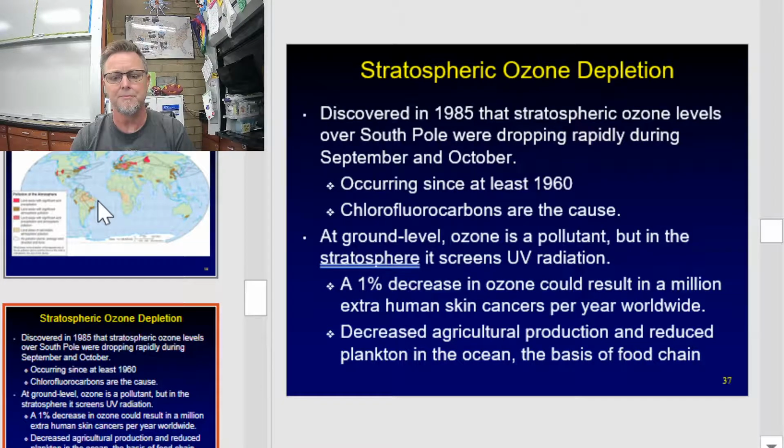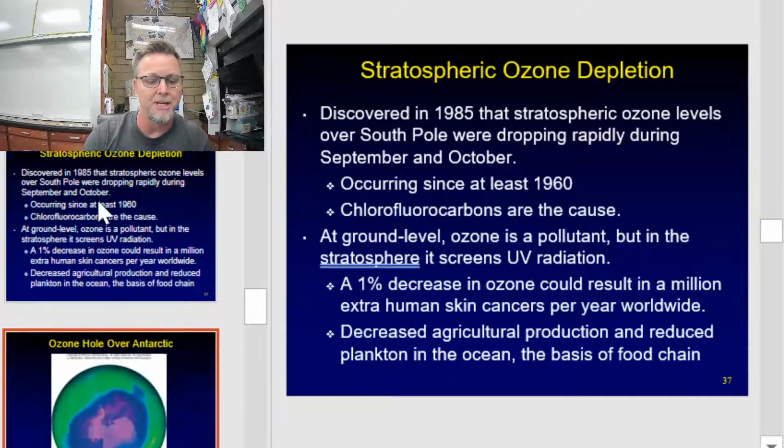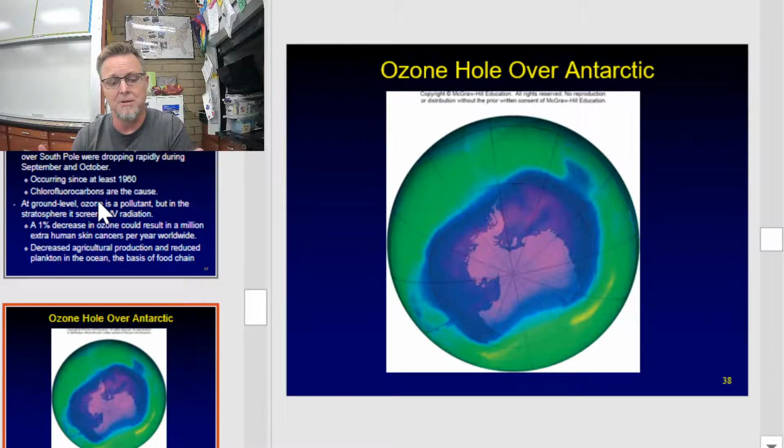as a result. When you think about ozone at ground level, remember, it is a pollutant. Remember, at altitude it's good, but at ground level it's bad. A 1% decrease in ozone at altitude could result in 1 million extra human skin cancers per year worldwide, and decreased agricultural production, right? We'll lose crops, we'll lose plankton in the ocean, and disrupt food chains. This is just a picture of what the ozone hole used to look like, not like this today.